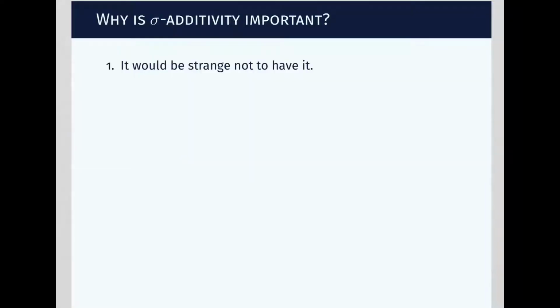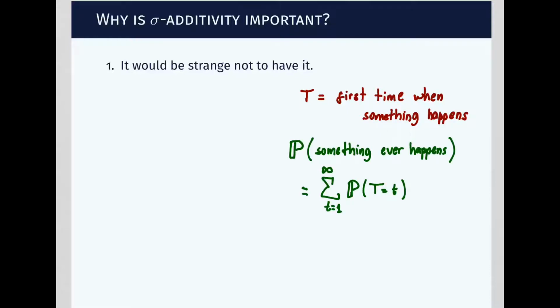So the question is, why is sigma additivity important? Well, the first reason is it would be very strange not to have it. For instance, suppose we can analyze easily this random variable capital T, which says the first time when something happens. And if we are interested in understanding the probability that that thing ever happens, well, we can just sum over all possible times t to be the first time when it happens. We sum those probabilities and then we get our answer.